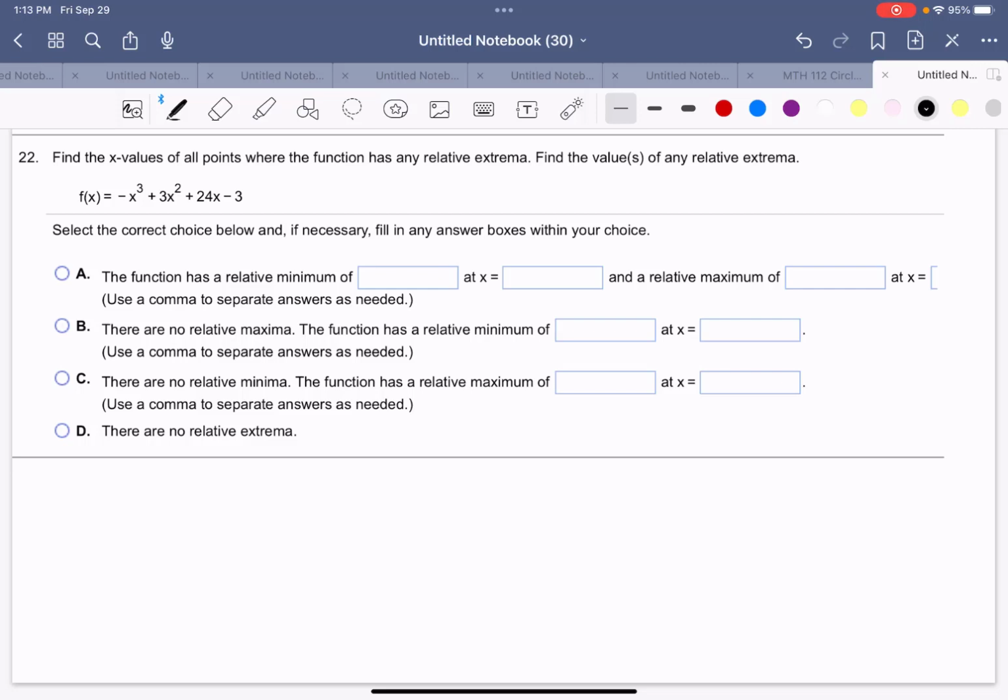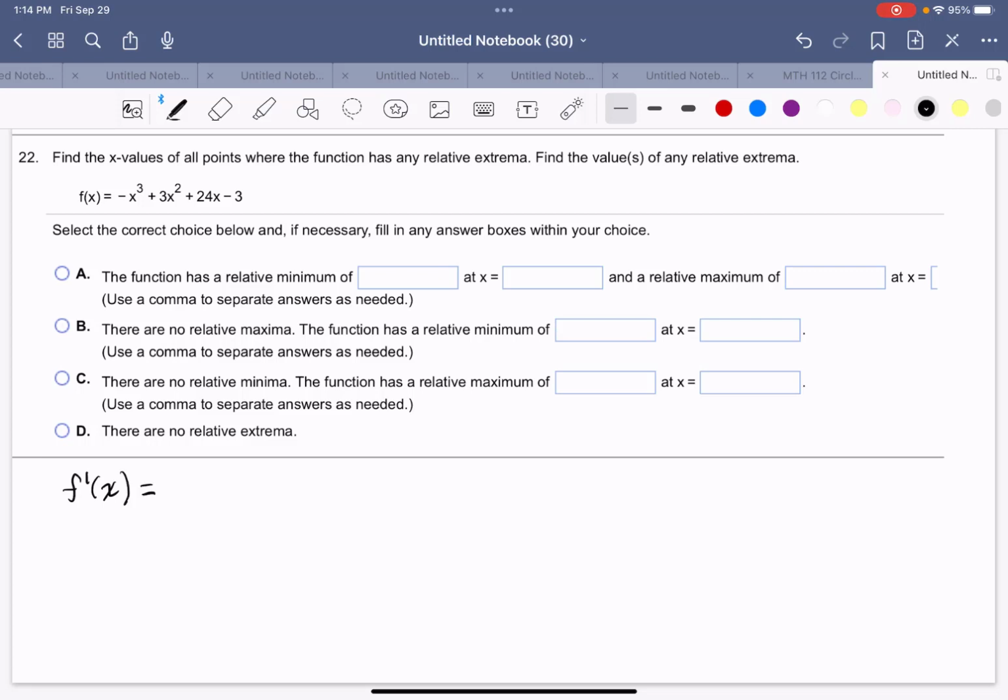Example 22. Find the x values of all points where the function has any relative extrema. Find the values of any relative extrema for f of x equals negative x to the third plus 3x to the second plus 24x minus 3. So we're going to apply the first derivative to find this.